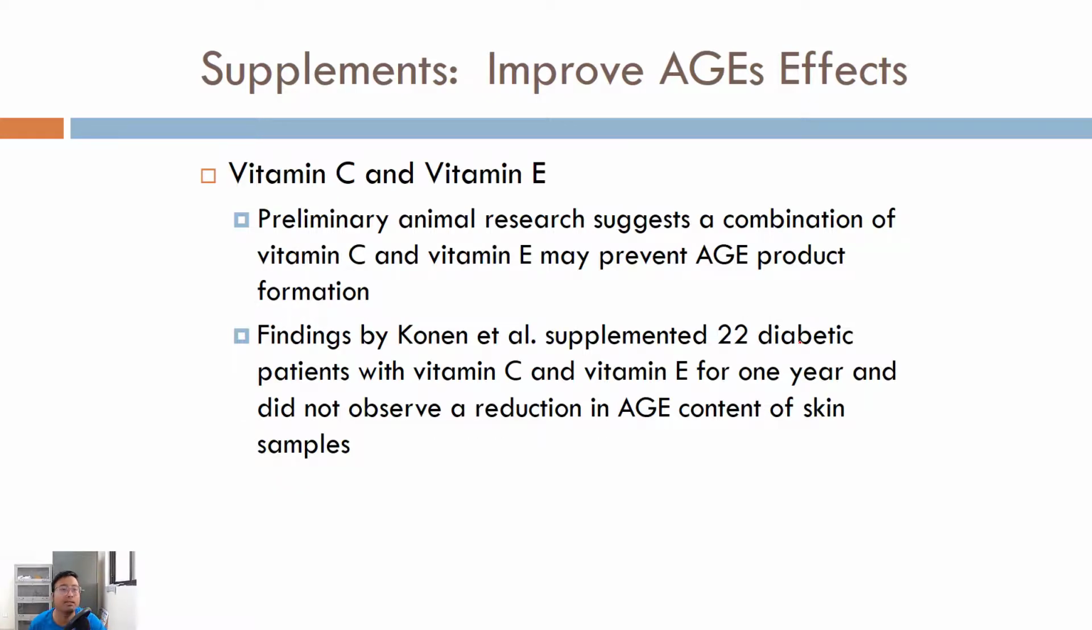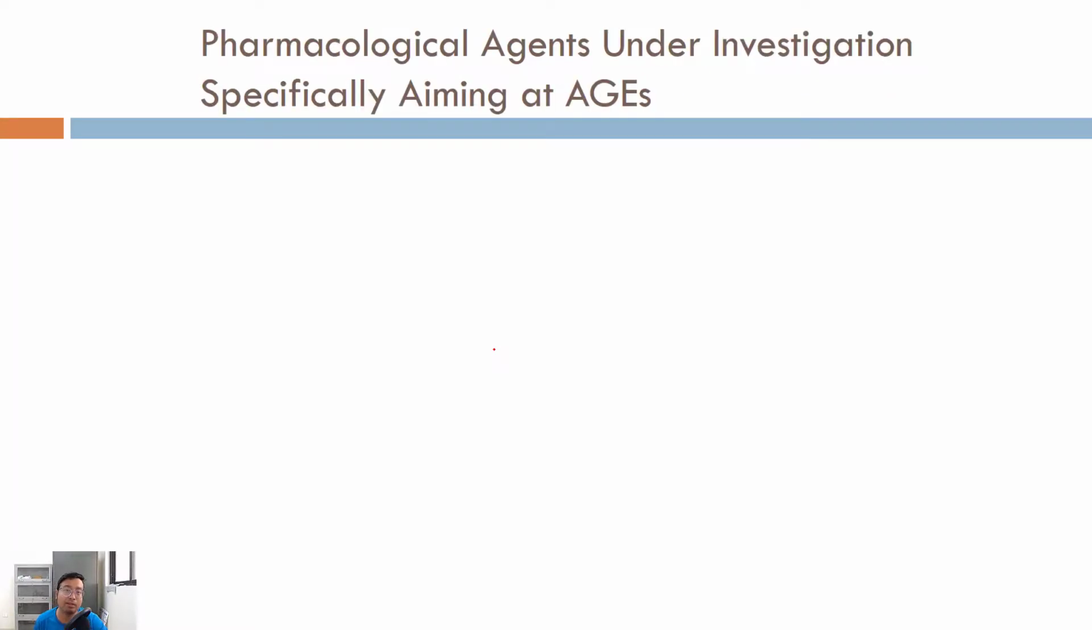But what can be done is a cocktail of vitamin C and vitamin E. They have been shown to prevent advanced glycation end product formation, and definitely human trials have been done. But in the human trial, the specific study by Conan et al. involving 22 diabetic patients, of course the study was also very small, it needs to be validated statistically for one year, they didn't observe any reduction in AGEs in skin samples. So definitely there is potential, but it needs to be further explored.